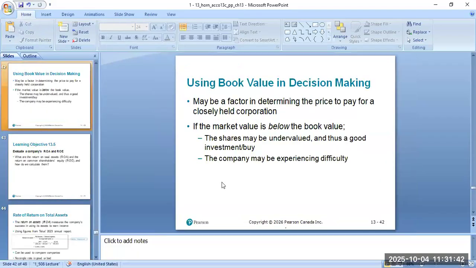Can we use the book value for decision making? Well, that may be a factor to determine the price to pay for a closely held company. But if the market value is below the book value, that means only one thing: you should buy shares of that company because the company is undervalued. Or the company may be experiencing difficulties. But you have to be careful when you invest, correct?